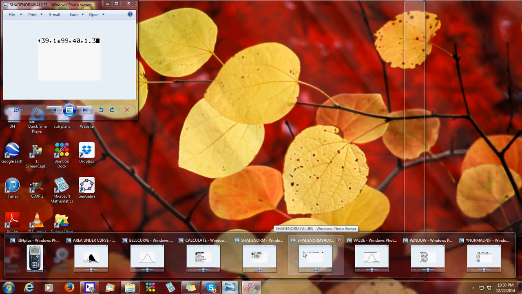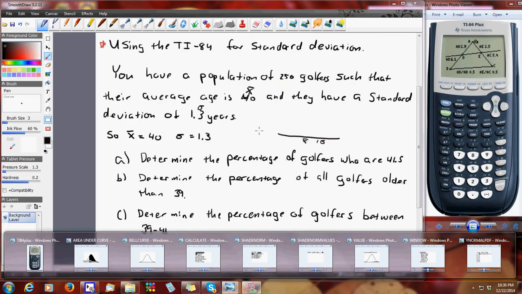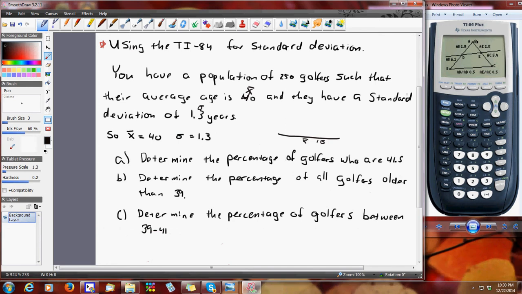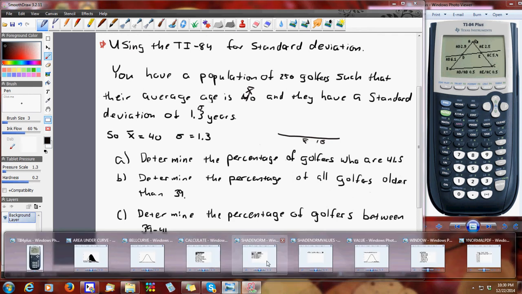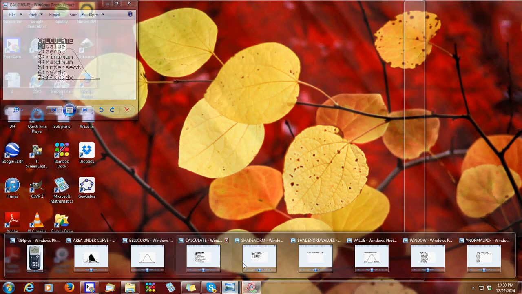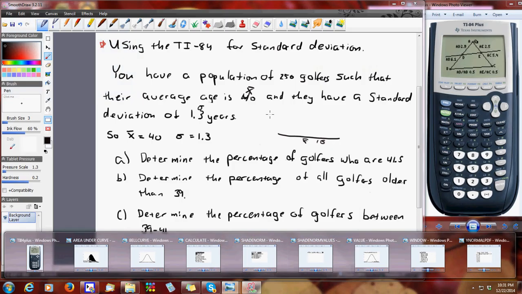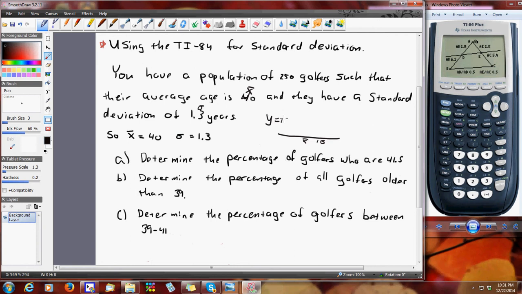The values I'm going to put in are not here, and that's fine. So what I'm going to do is type in second, normal PDF, and then I'm going to put in... well, actually I do have a picture of it. Well, it's going to be X. So this is what Y equals, normal PDF, and you have to pick normal PDF.